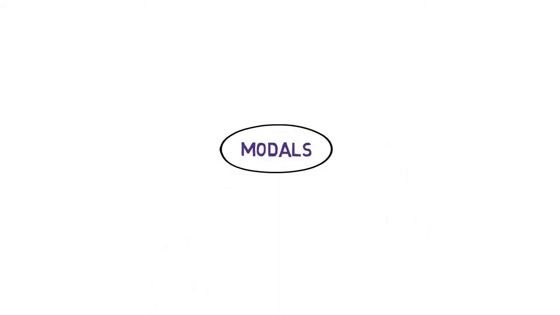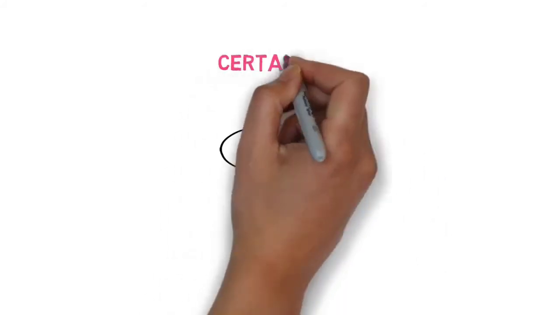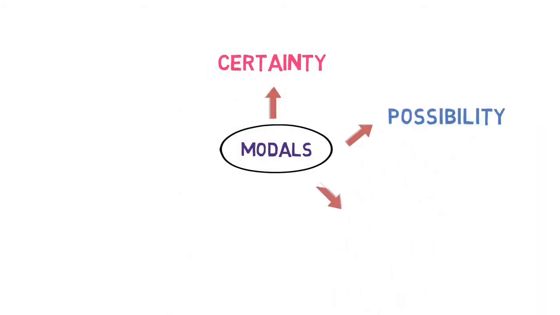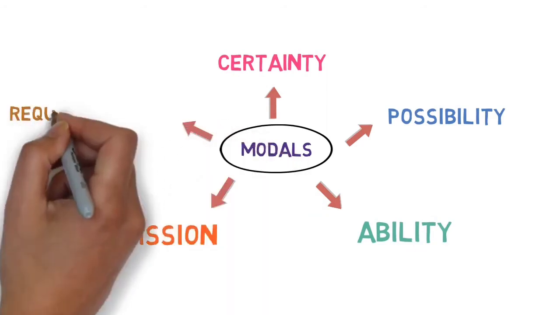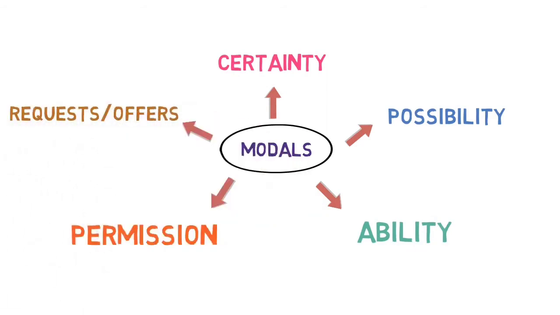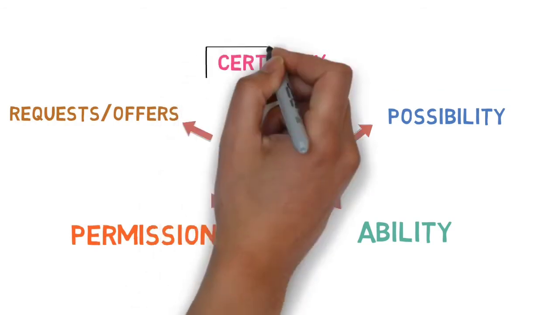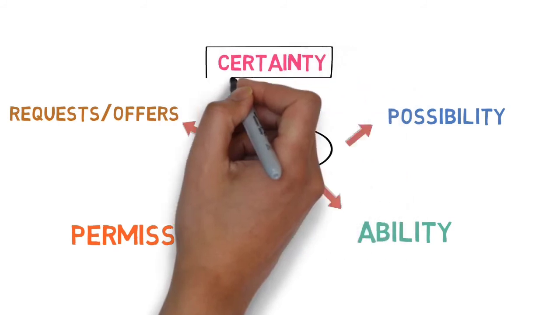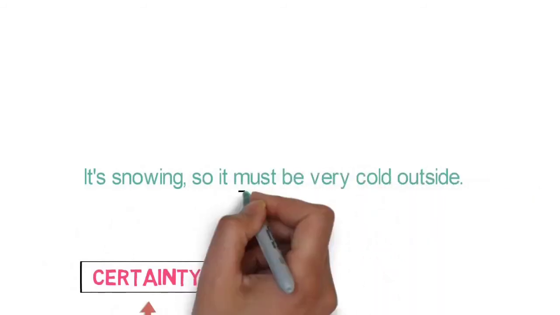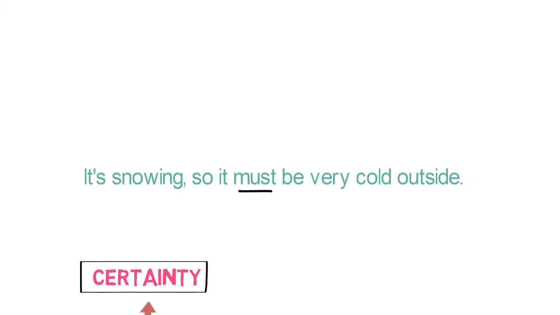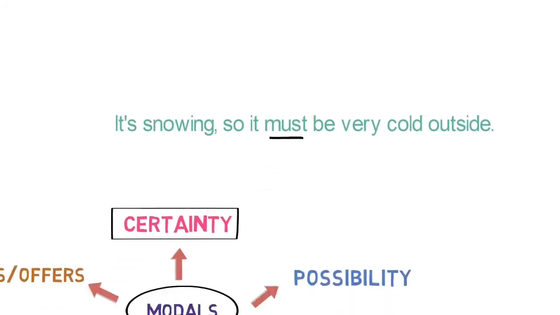Now, how are modal verbs used? You should understand that modal verbs are helping verbs, or auxiliary verbs, used for certainty, possibility, ability, permission, request, offers. For example, let us deal with certainty first. Which modal do we use for certainty? "It is snowing, so it must be very cold." The modal must is used for certainty, so it will be very cold outside.